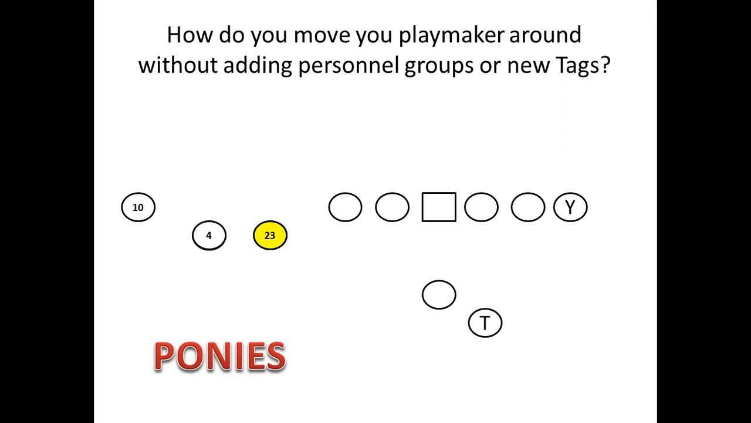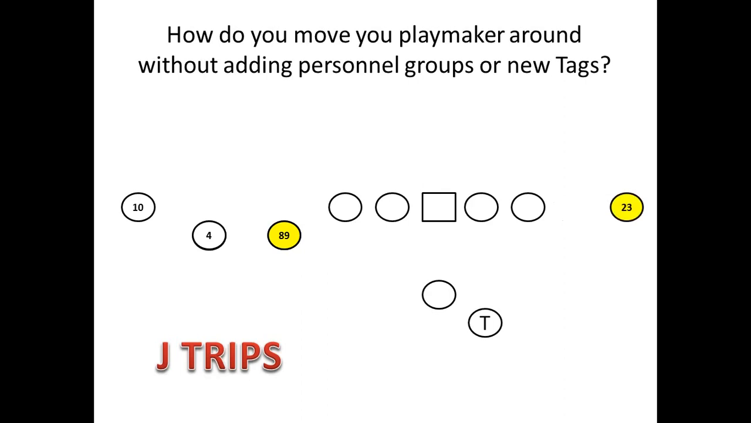The Y's name begins with a J. So what we ended up doing was we would call this J trips. What would happen is the Y would switch with our slot receiver, and then there's a great combo as far as now we have 23, our best playmaker, on the backside, and now we have the tight end here in space.